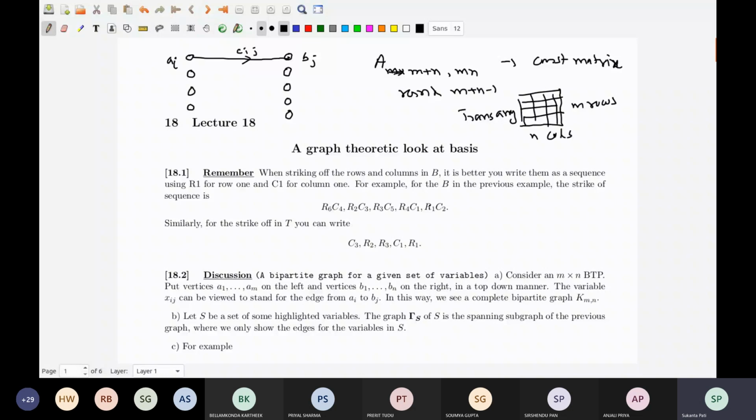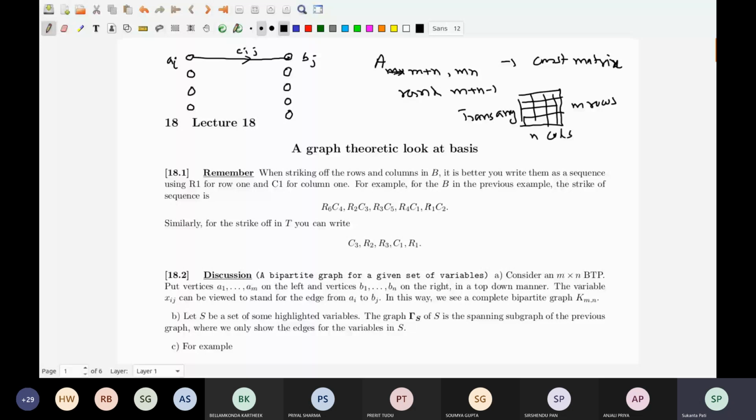A translation of that in the transportation array means that if you highlight those variables for which you are taking the basis matrix, then you will find a line. In a transportation array, a line means either a row or a column. You will find a line that has exactly one highlighted variable, and you strike that off. Again, you will find one more line with one highlighted unstruck variable, and you will be able to strike off the whole table in this way. So that is a basis.